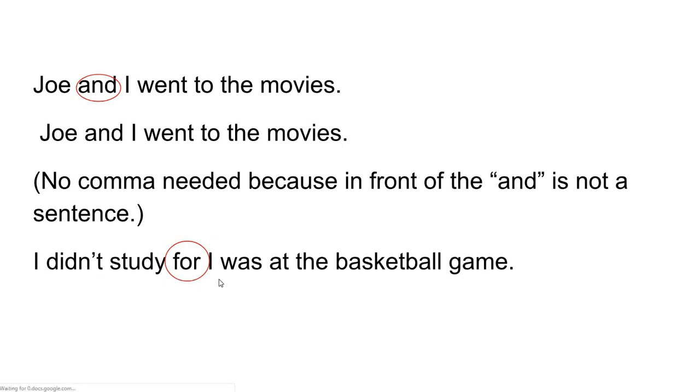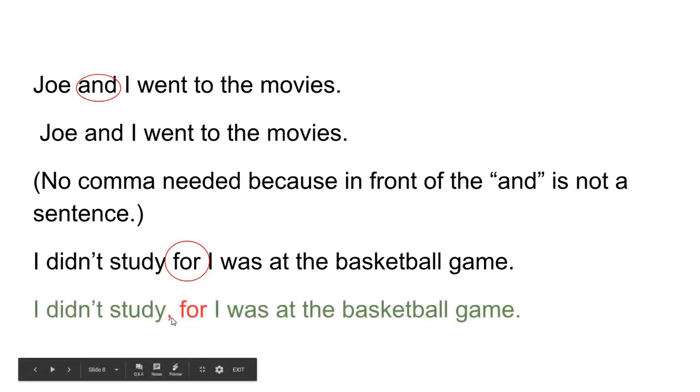I was at the basketball game. I is my subject. Was is my verb. I was at the basketball game. That's a complete sentence. So if I have sentence, fanboy, sentence, then I also need a comma in front of my fanboy. I didn't study, for I was at the basketball game.